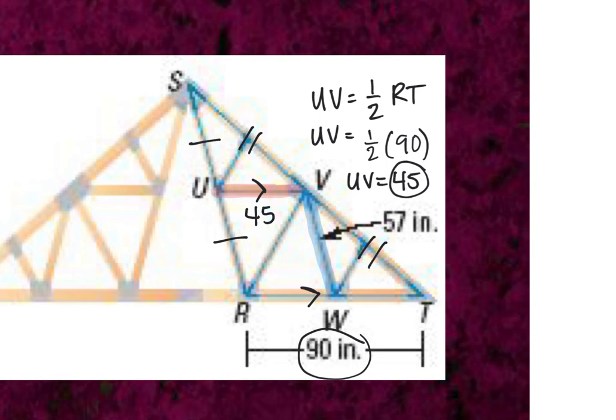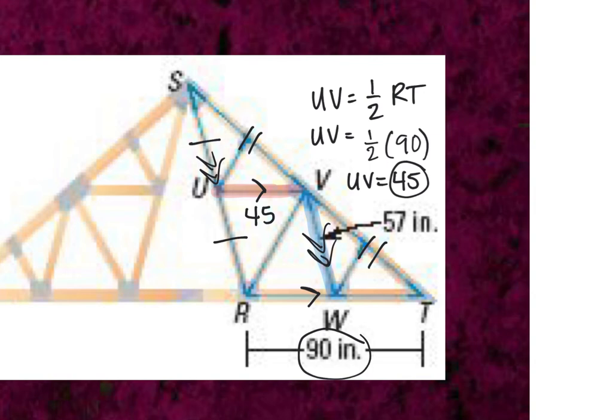So let's fill in all the information about VW. We already knew that V was a midpoint. What else? What other information can we gather? Christina? VW is definitely parallel to SR. Excellent. These two sides are parallel.